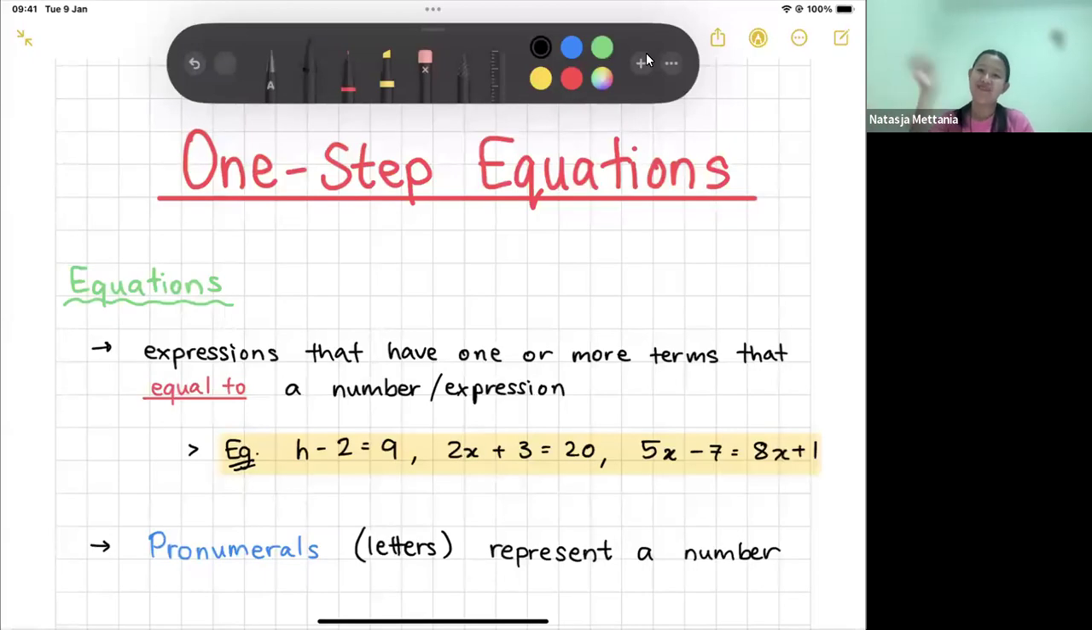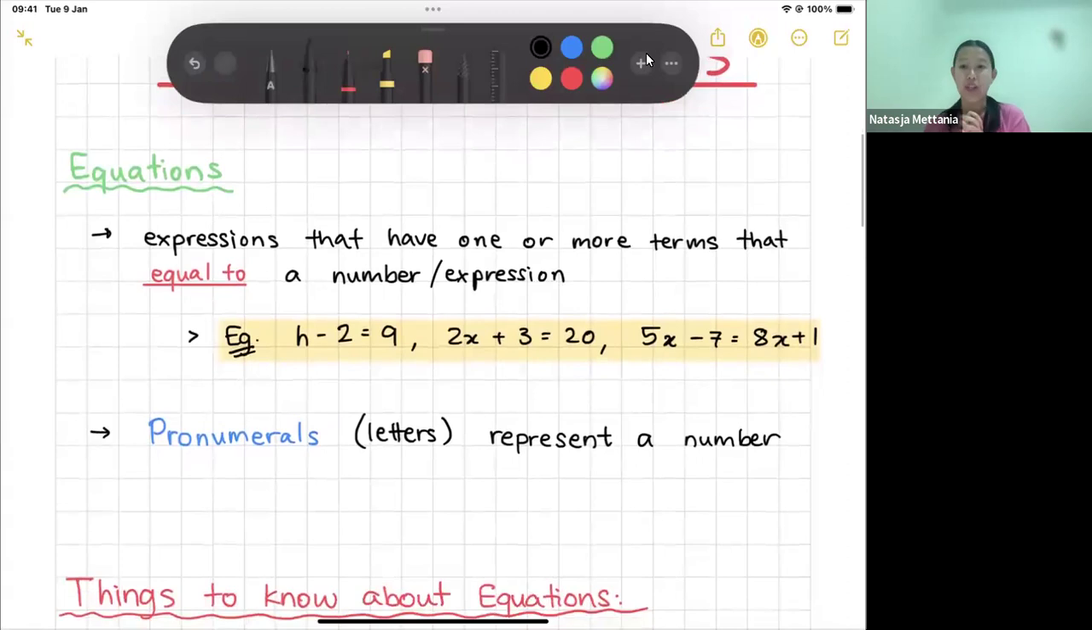Hi everyone. So today we are going to be looking into one-step equations, and you've probably heard this in year 8, year 7, and if not, primary school. Okay, so we're just going to do a little review again.